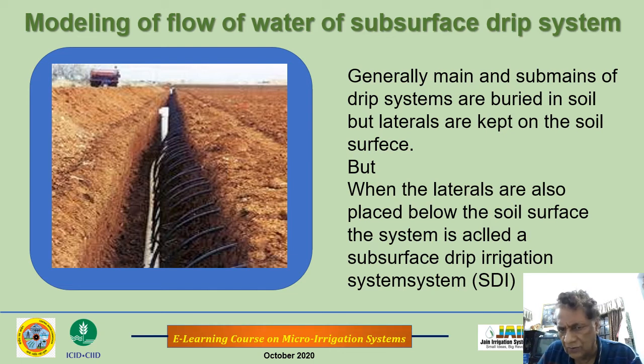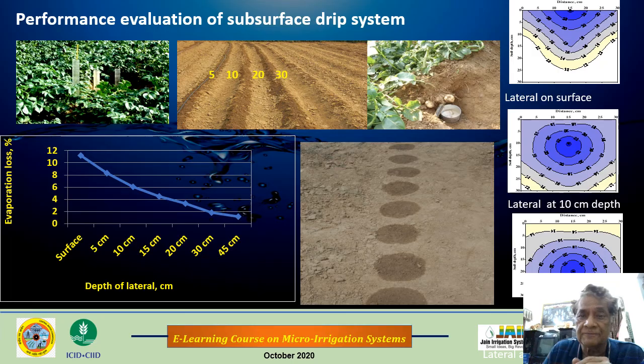Now, it is difficult to model subsurface irrigation, but it has a lot more advantages in terms of water distribution, nutrient distribution, and particularly safety and no interference with the agricultural tools and equipment that we use during crop operations. Now, let's say this is an experiment, I'm showing you 5 cm below the soil, 10 cm below the soil, 20 and 30 cm below the soil. If you keep it 30 cm below the soil, you hardly see any moisture coming up.